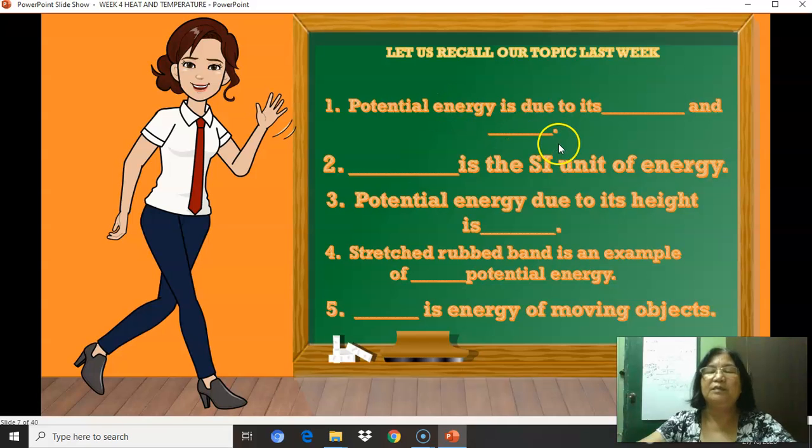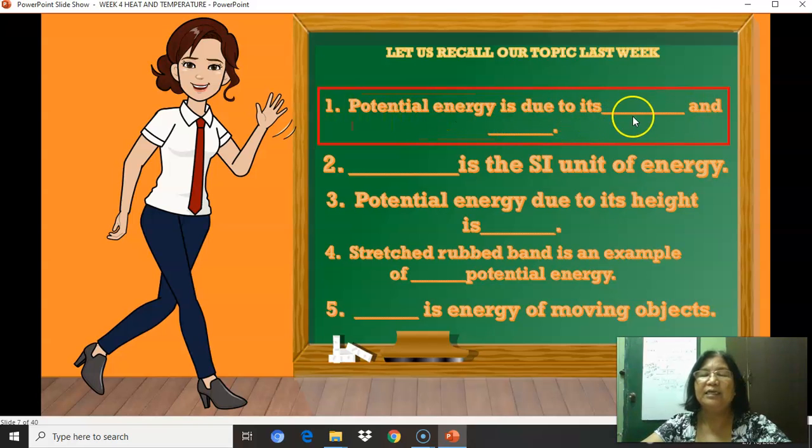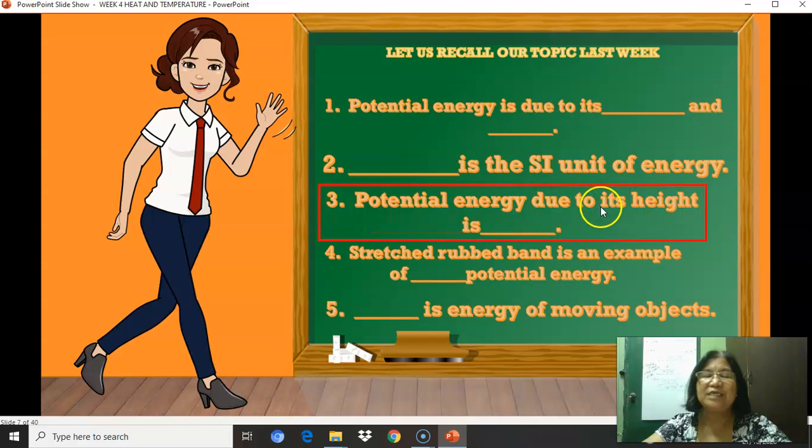So let us try to fill up the blanks in order to check whether you still remember what we have discussed last week. Number 1, potential energy is due to its blank and blank. The answer is position and configuration. Number 2, blank is the SI unit of energy, so the answer is joule, or capital J. Number 3, potential energy due to its height is gravitational potential energy. Number 4, a stretched rubber band is an example of elastic potential energy. And last, number 5, blank is the energy of moving objects. It is kinetic energy. I hope you got it right.